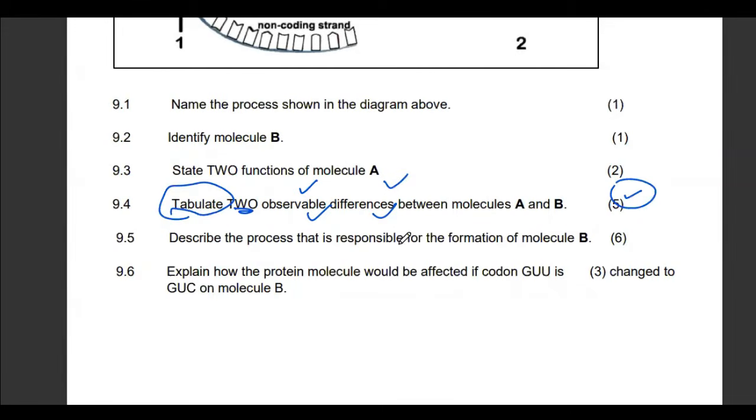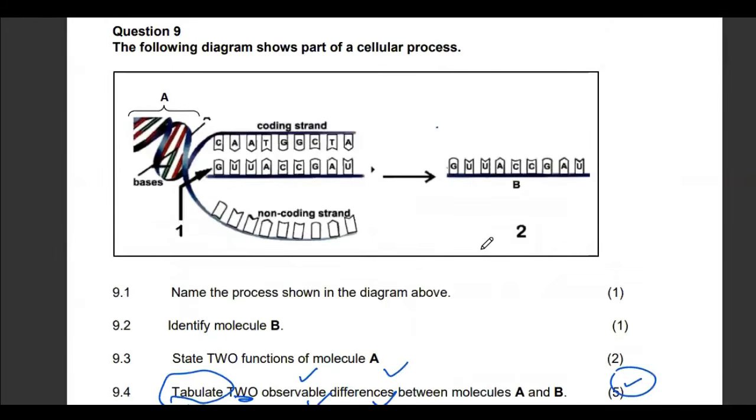Describe the process that is being represented or responsible for formation of molecule B. So here, molecule B is messenger RNA. Why messenger RNA? Because this has uracil. Therefore, and also 1 strand is being used. So that's evidence to show that this is transcription, because they are saying this is the non-coding strand. So it means that only this is acting as a template.